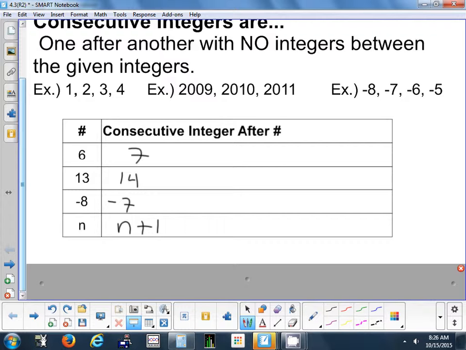Right. How would you get to the next one? What do you think you keep doing each time? Yeah, you just keep adding 1. So the next one here would be 8. The next one here would be 15, negative 6. What would come after n plus 1? Another plus 1, which would be n plus 2. Okay, n plus 2. What would come after that one? n plus 3. How about after that one? n plus 4. Okay, you see the pattern? You guys get it? You just add 1 each time to get to the next one.